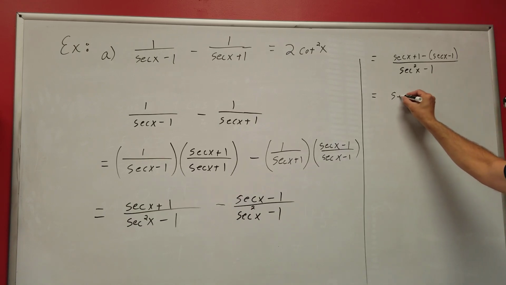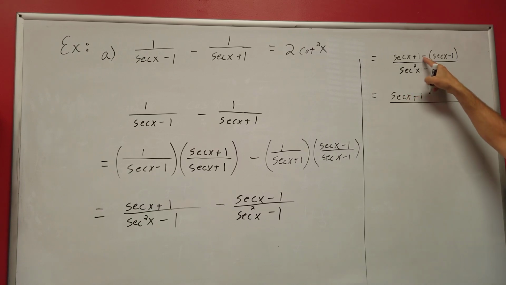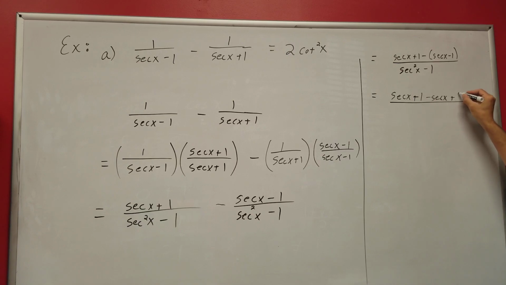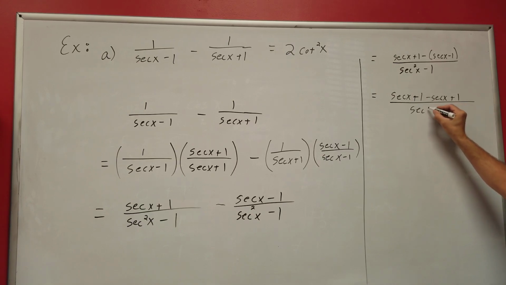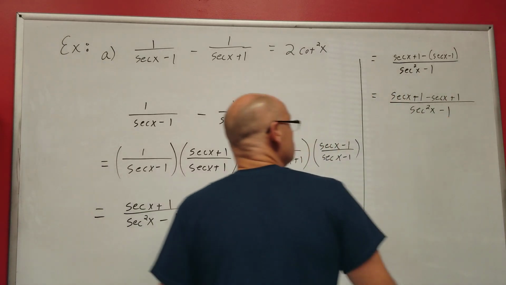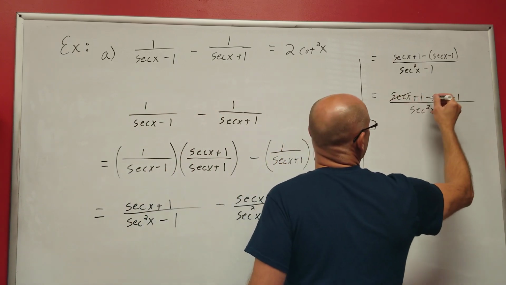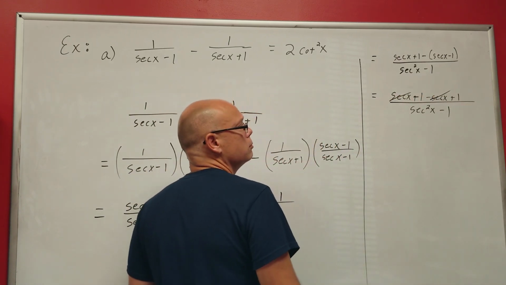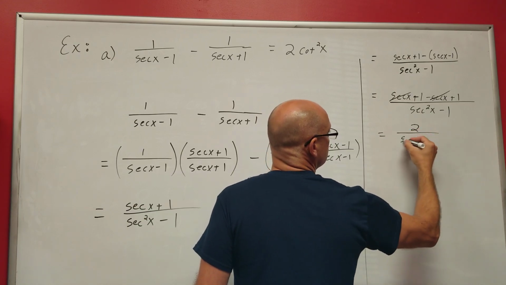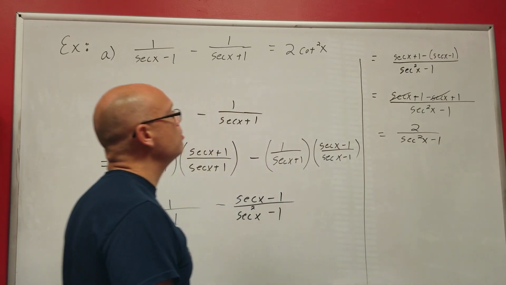All right, so this is the secant of x plus 1. Now distribute your negative through here, and you get minus secant of x plus 1 over secant of x squared minus 1. Now up top, bam, bam. And what is 1 plus 1? 2 over secant of x squared minus 1.